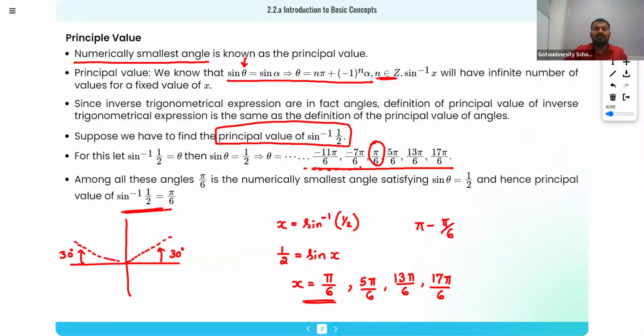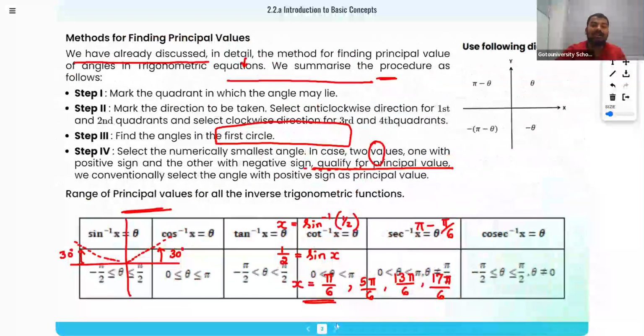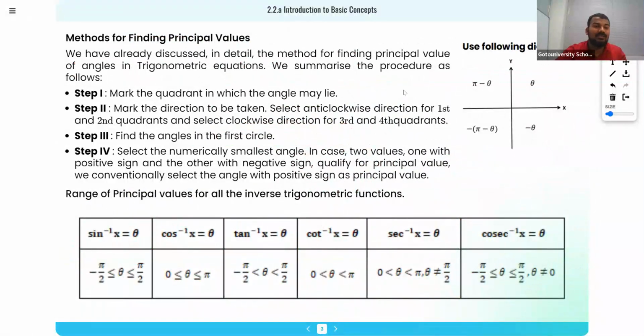I hope it is clear what the principal value is and how we are going to find it. Now, we will try to understand the pattern here. How are we going to look into this in inverse trigonometric functions? Because questions on domain and range are very, very important. So what are the things, and how are we going to find the principal values?